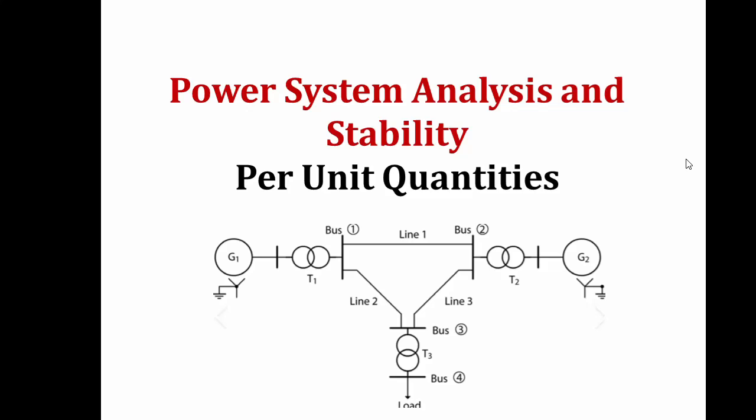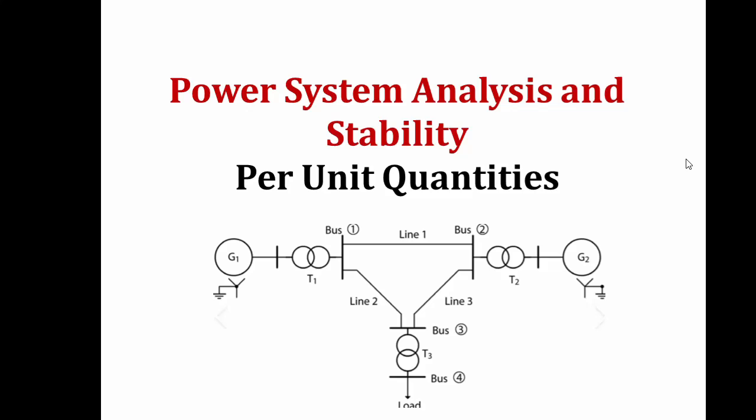Here the quantity may be a voltage or current or impedance or power. In general, the formula for the per unit value is equal to the actual value in any unit divided by the base or reference value in the same unit. Here, the base values can be selected arbitrarily. It may be the base values of voltage, current, impedance and power.